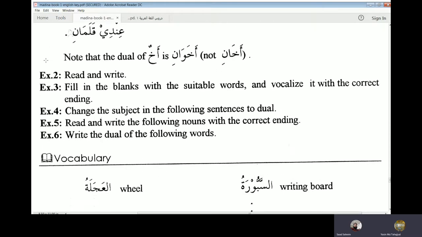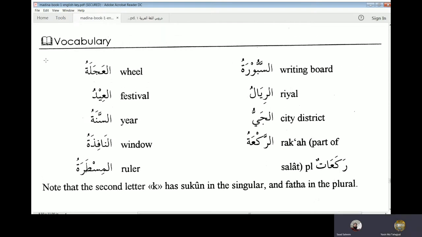Then we have vocabulary. Read this. Asabiratu. Good. Al-Ajalatu. Al-Ajalatu. Ar-Riyalu. Riyal.